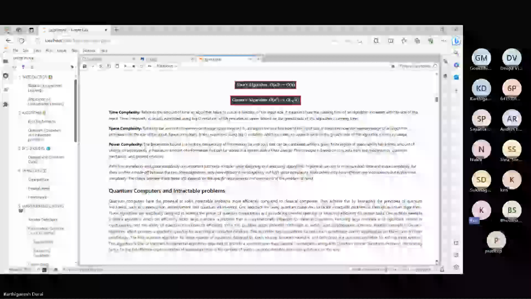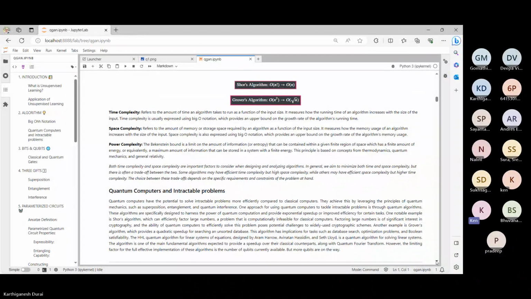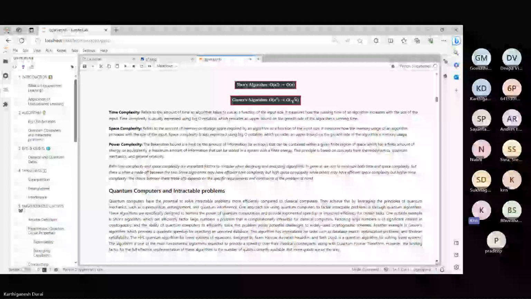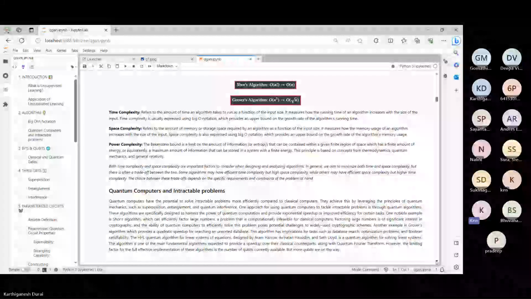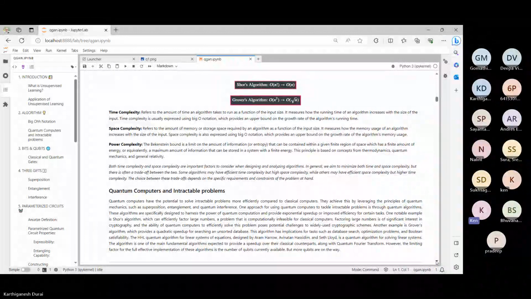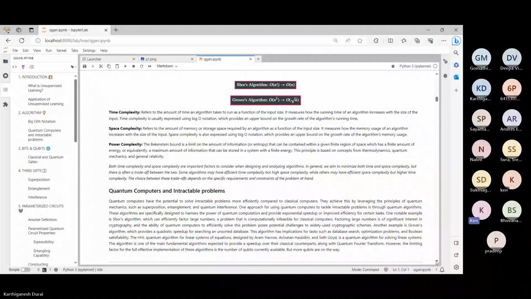Okay, and quantum computers now and intractable problems. So quantum computers have the potential to solve intractable problems more efficiently compared to classical computers. They achieve this by leveraging principles from quantum mechanics: superposition, entanglement, interference. All of these gifts will help us solve intractable problems.